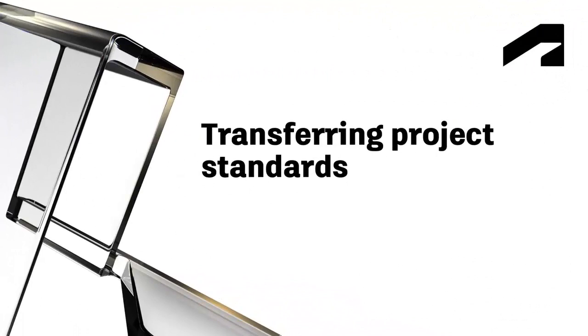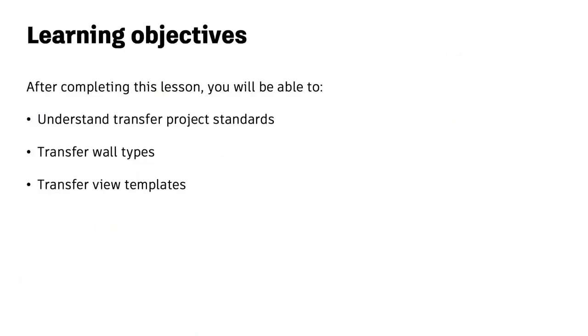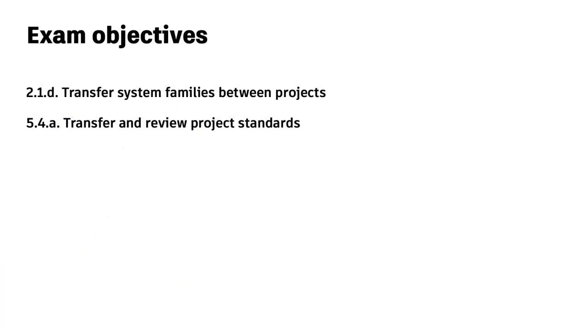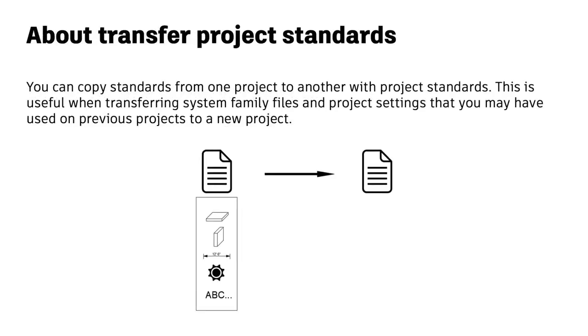After completing this lesson, you'll be able to understand transfer project standards, transfer wall types, and transfer view templates. The objective domains covered are 2.1d, transfer system family files between projects, and 5.4a, transfer and review project standards. You can copy standards from one project to another with project standards.